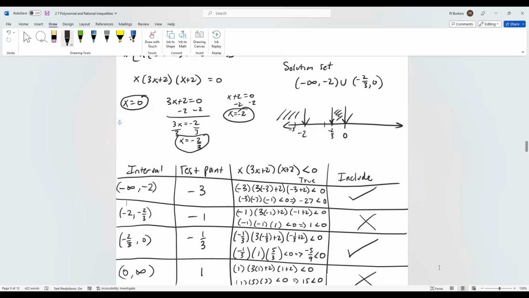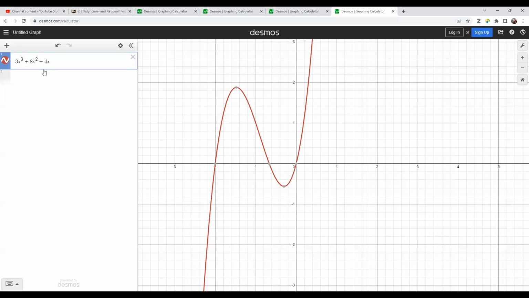Let's look at the graph. So again, I've already plotted this is our function. You'll notice from -infinity up to -2, this is indeed less than 0. It's greater than 0 between that and here. It's less than 0 between these two values, which is -2/3 and 0. That's what we just stated. And then again, it's positive above. So the solution set is this region down here and this region here below the axis.